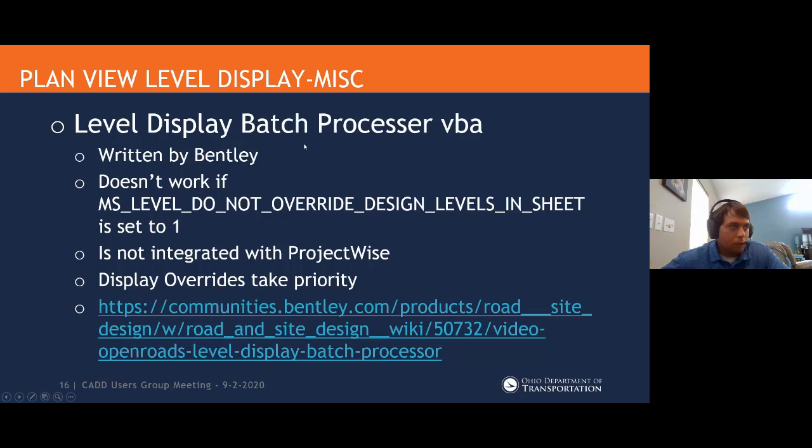I also want to mention that there is a VBA that Bentley has out there. It's the level display batch processor. It should be noted that if you have this variable set to 1, the app won't work because that variable is going to override it. So the app will tell you, hey, you got this set, you really don't need to be using this app. It is not integrated with ProjectWise. So that's another thing to keep in mind, as well as the display overrides setting of never takes priority over this VBA. But it doesn't warn you unless you set it as a config variable.